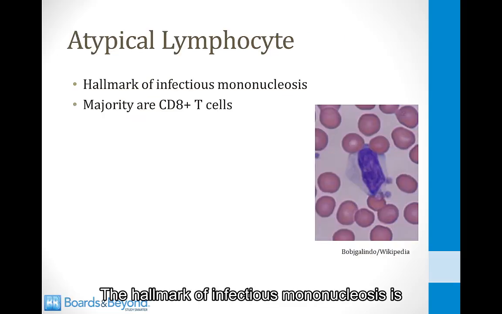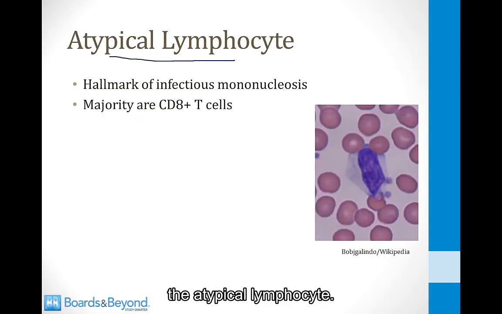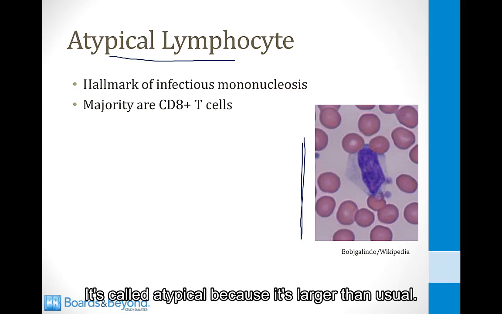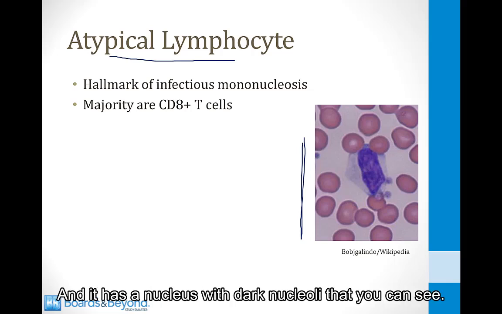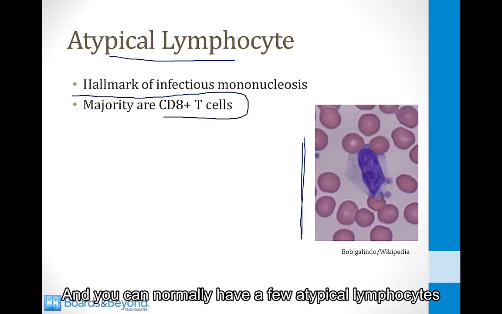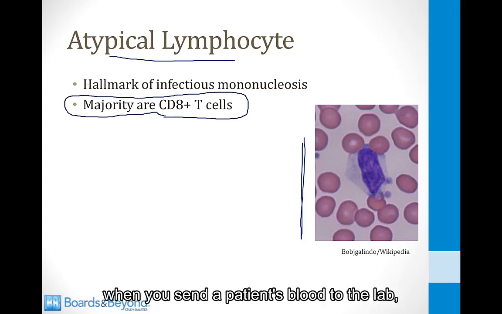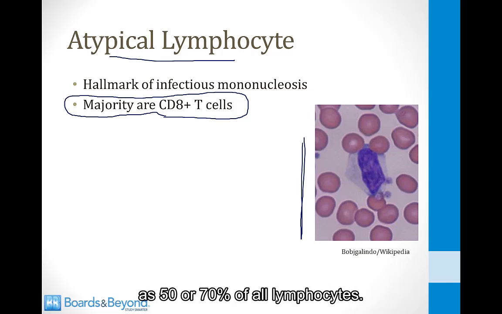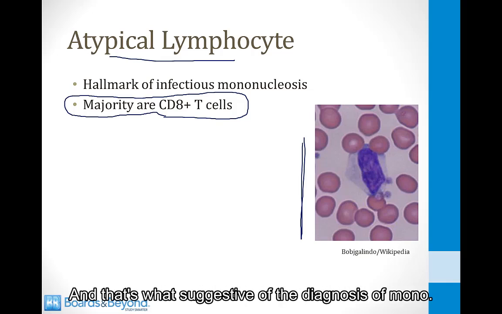The hallmark of infectious mononucleosis is the atypical lymphocyte. This is a picture of one here on the screen. It's called atypical because it's larger than usual and it has a nucleus with dark nucleoli that you can see. The majority of these cells are CD8 positive T cells, and you can normally have a few atypical lymphocytes when you send a patient's blood to the lab, but in infectious mononucleosis they will get to be more than 10% of all lymphocytes. Often they'll get to be as high as 50 or 70% of all lymphocytes, and that's what's suggestive of the diagnosis of mono.